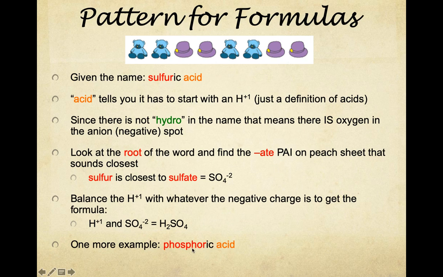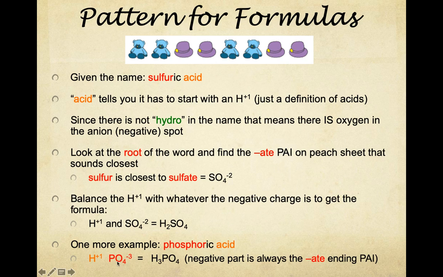Let's try another one. How about phosphoric acid? All right. Well, acid tells me I start with H plus 1. There's no hydro, so that means this is going to be a polyatomic ion that sounds like phosphor, but then I need -ate, so phosphate. So find on the ion guide sheet phosphate, which is PO4 with a -3 charge. So H plus 1 balancing that -3 means I would need 3 hydrogens to balance the phosphate. So H plus 1, PO4 -3. The H plus is because of acid. The PO4 -3 is because of the root of the word and the -ate ending. I need 3 +1s to balance out the -3. And so H3PO4.